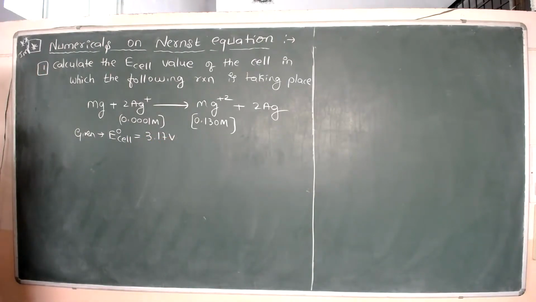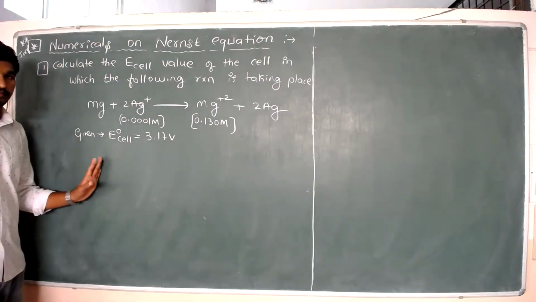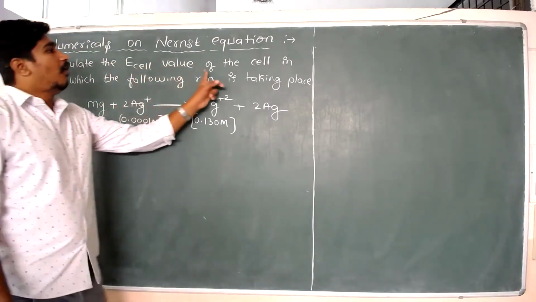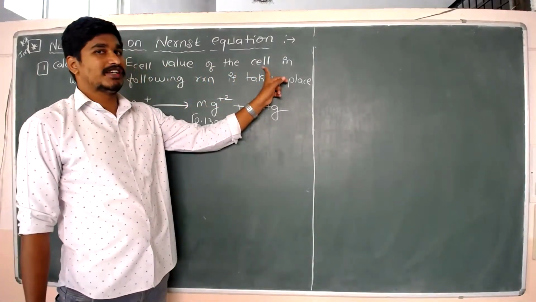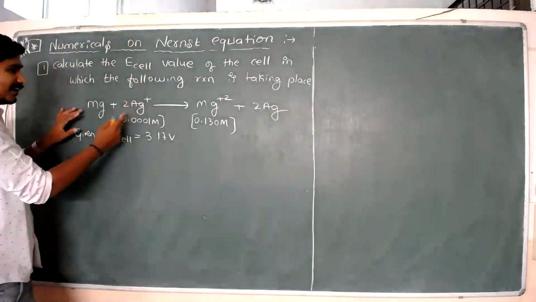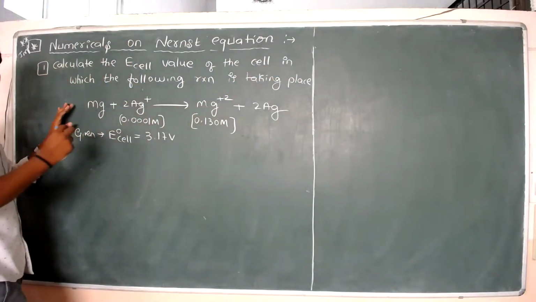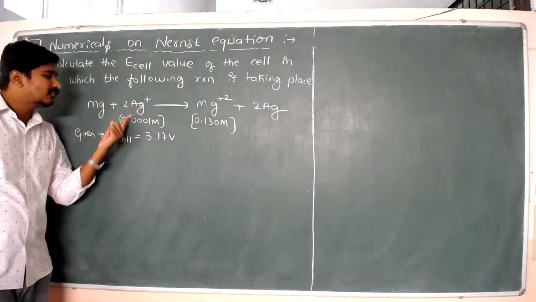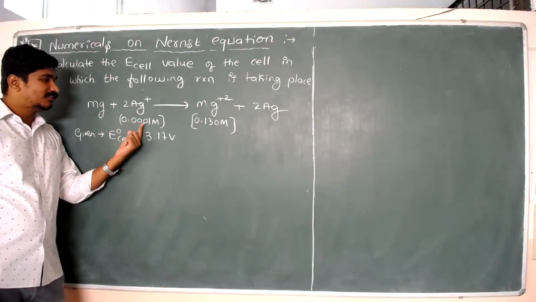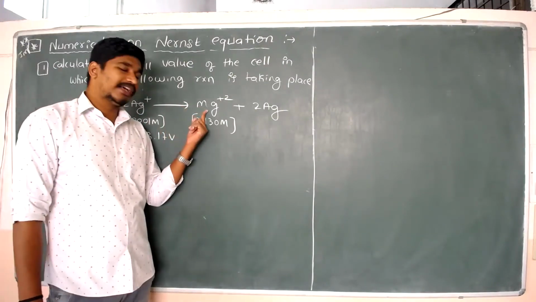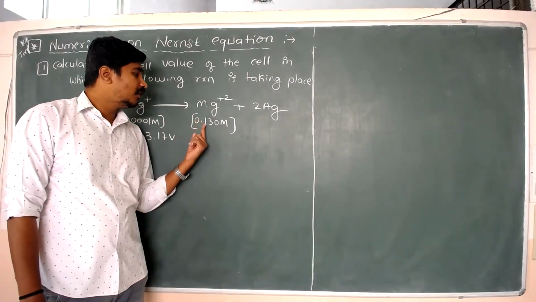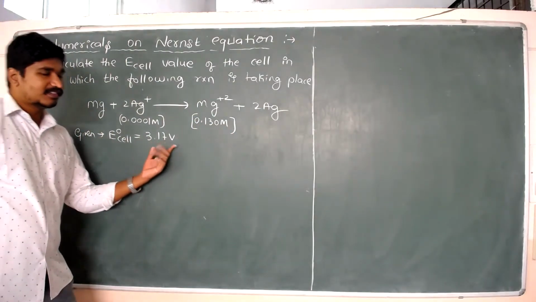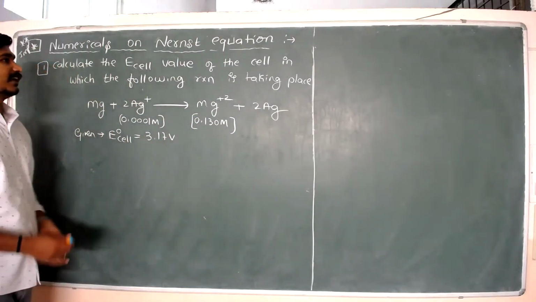Now we will try to solve this one. What is he asking? Calculate the E cell value of the cell. E cell is the complete cell potential he is asking, of the cell in which this reaction is taking place. Two metals are there: one is magnesium, another one is silver. Here the silver ion concentration is given, 0.0001 M. The concentration of magnesium ion is also given, 0.130 M. Again he is giving the E naught cell value, 3.17 volt. Now we will try to solve this one.